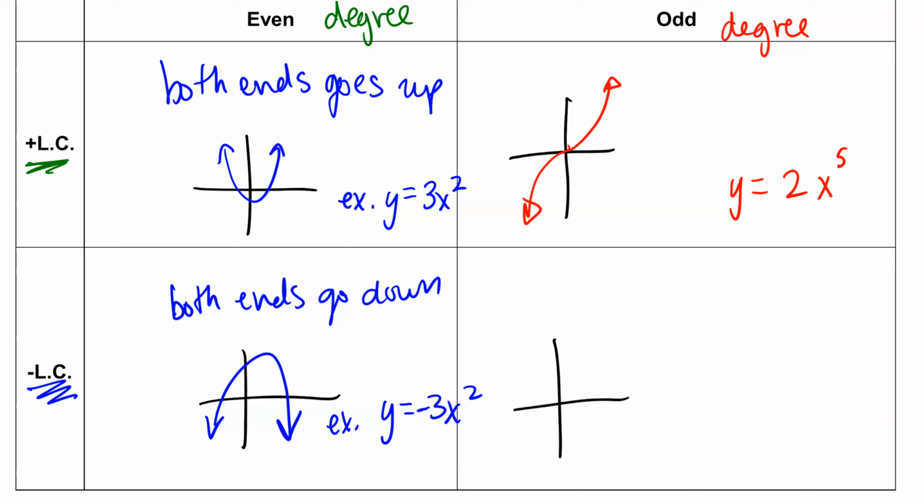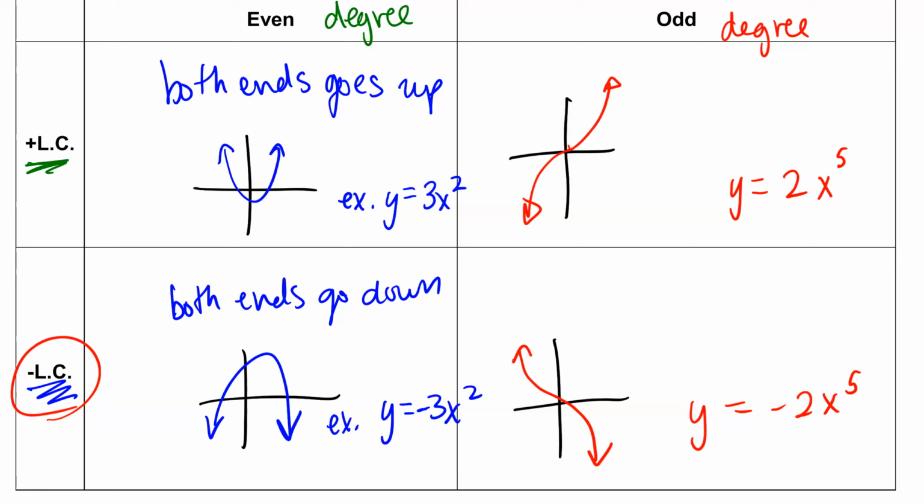Wonderful. What happens if you then put a negative coefficient in front of it, like negative 2x to the 5th? What's going to happen to this? It's going to flip. So then it will look something like that.